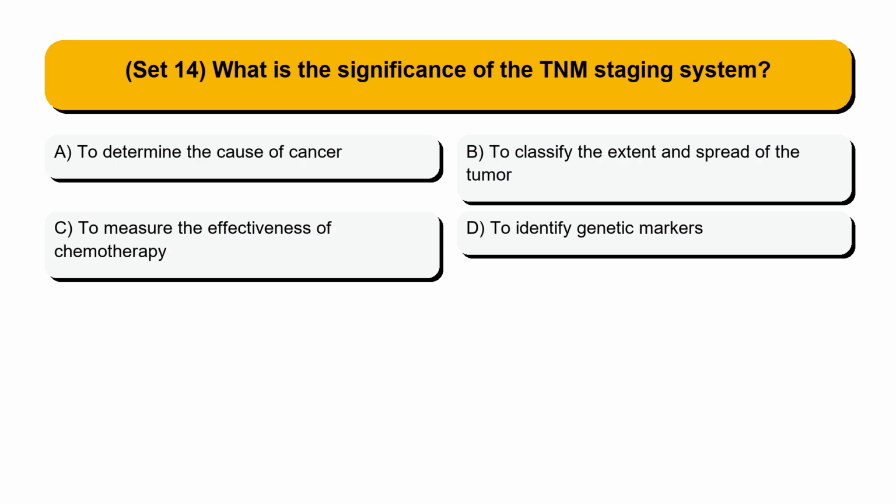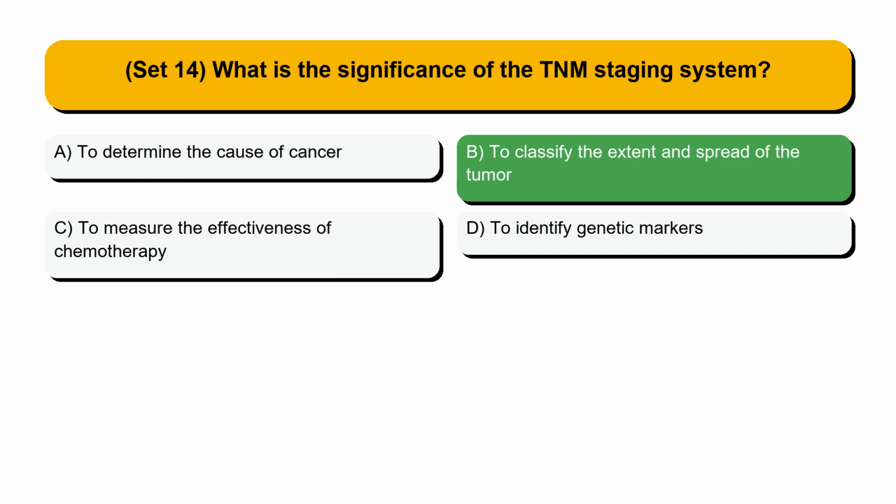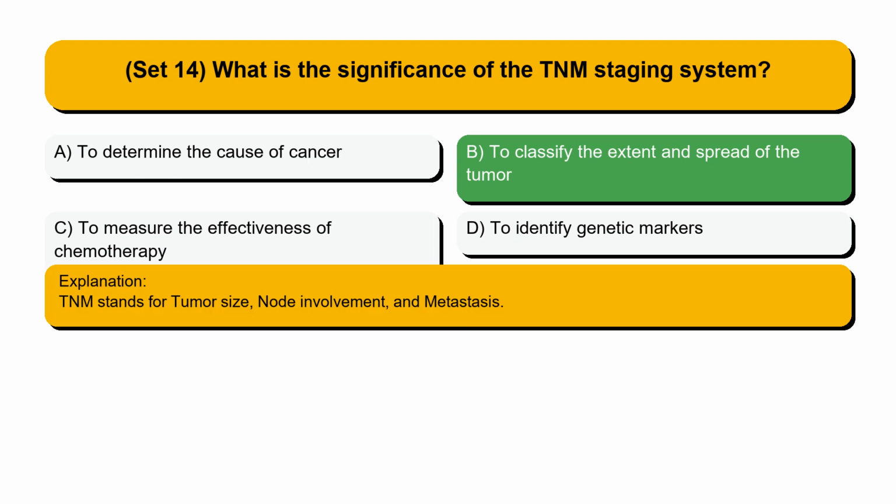Question 14. Set 14. What is the significance of the TNM staging system? Option A, to determine the cause of cancer. Option B, to classify the extent and spread of the tumor. Option C, to measure the effectiveness of chemotherapy. Option D, to identify genetic markers. The correct answer is option B, to classify the extent and spread of the tumor. TNM stands for tumor size, node involvement, and metastasis.